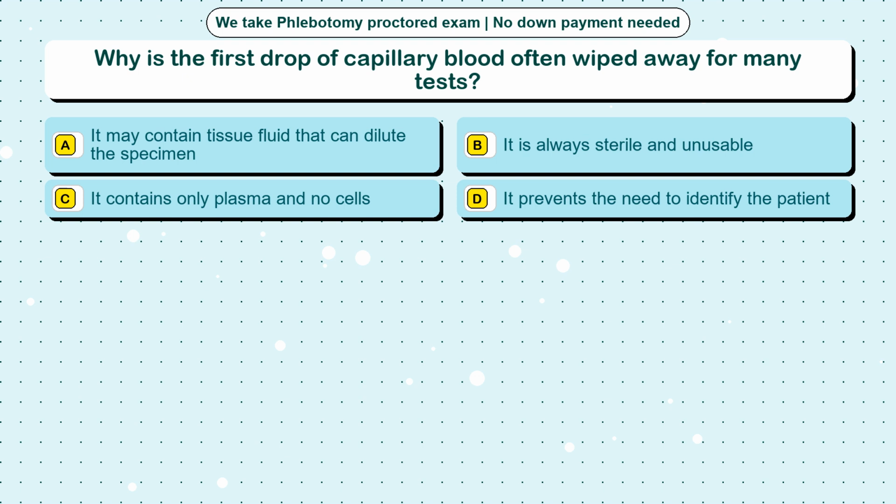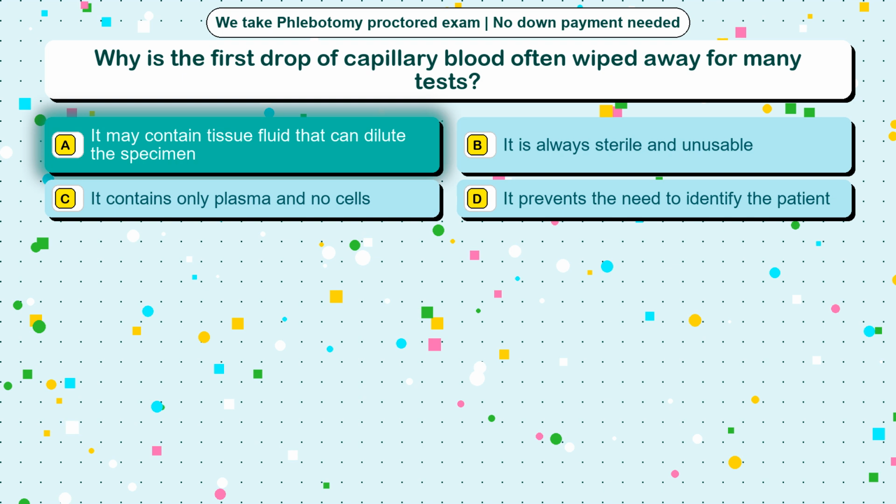Question 31. Why is the first drop of capillary blood often wiped away for many tests? Option A, it may contain tissue fluid that can dilute the specimen. Option B, it is always sterile and unusable. Option C, it contains only plasma and no cells. Option D, it prevents the need to identify the patient.